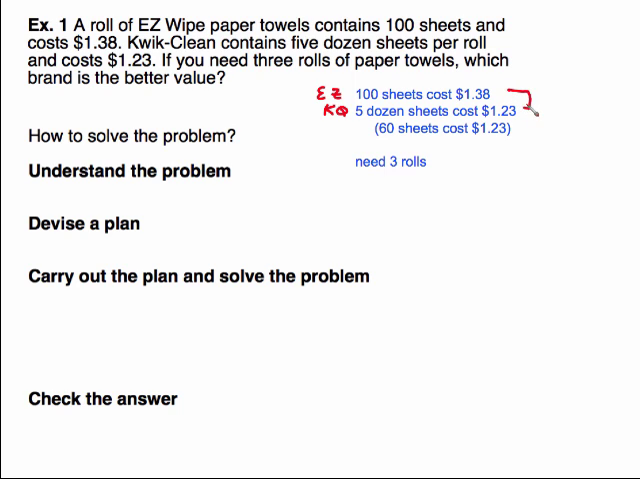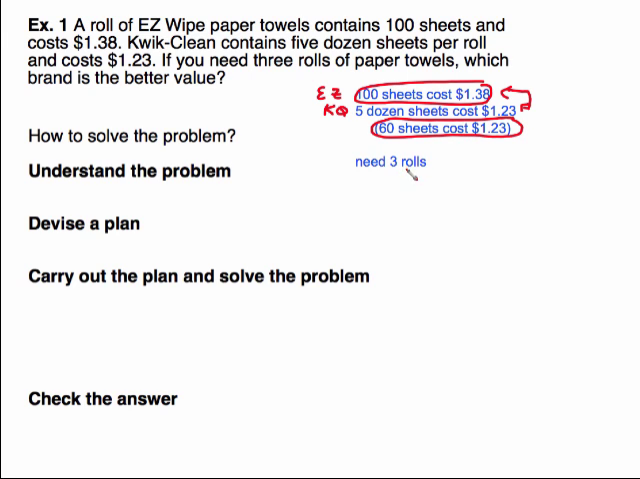Notice we have a little bit of apples and oranges kind of problem here. This is 100 sheets, this is 5 dozen sheets. We need to get this 5 dozen sheets into this terminology. Well, 5 dozen, there's 12 in a dozen, so 5 times 12 is 60 sheets. So this piece of information and this piece of information we're going to use.